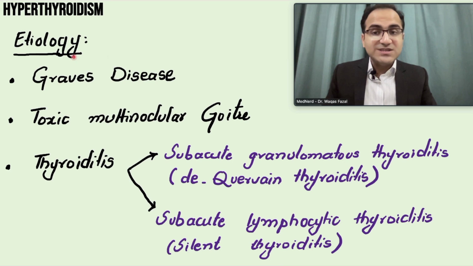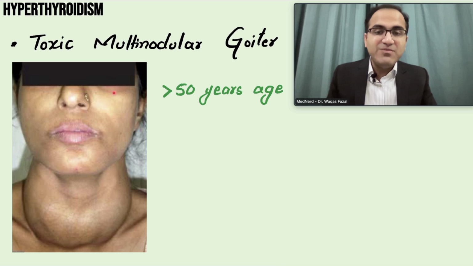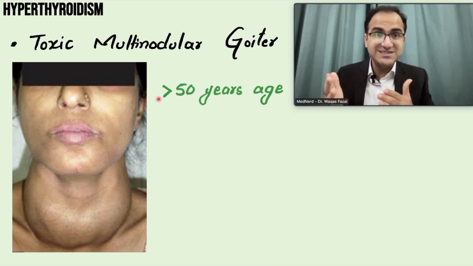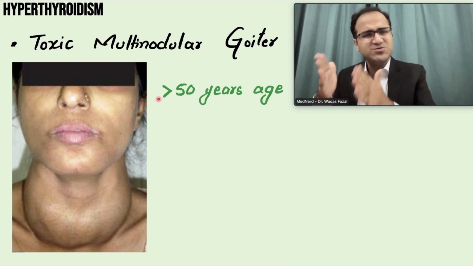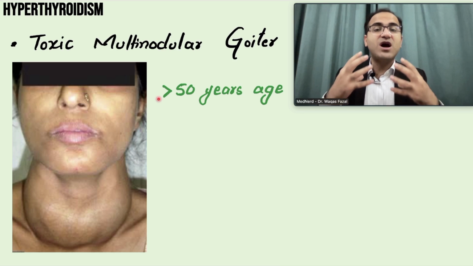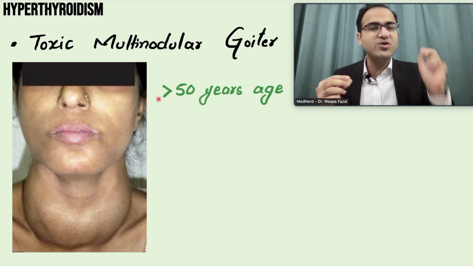Now, that was all about Graves' disease. Coming to toxic multinodular goiter. In toxic multinodular goiter, it is commonly seen in patients greater than 50 years of age. Graves' disease is seen in patients 20 to 30 years of age. In these patients, what you see is that there will be an enlarged goiter, and when you examine the goiter, it will be of a nodular pattern.